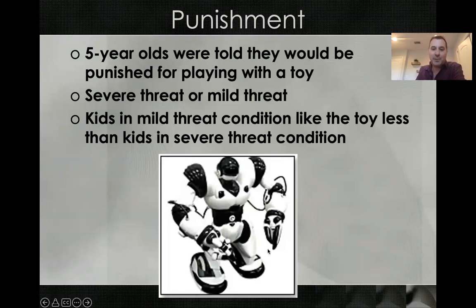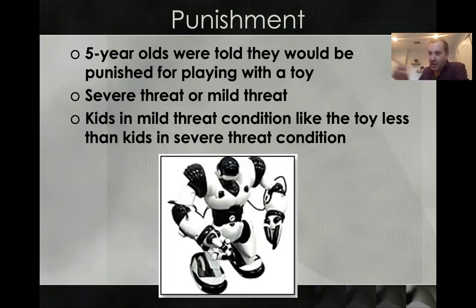Like this, I kind of want to play with this robot now in my 40s. But regardless, when I was a kid, I would definitely want to play with this robot. So let's just imagine it's this robot, okay? So there's this one really desirable toy, this robot or whatever the kids want to play with. And the researchers tell the kids, I've got to leave the room for a minute. While I'm gone, you see that toy over there?